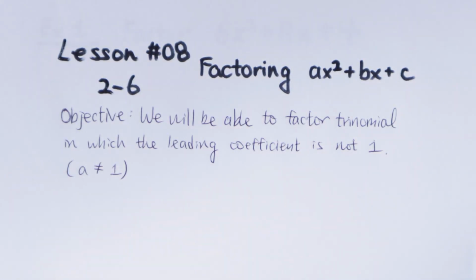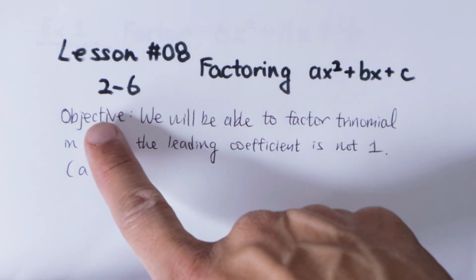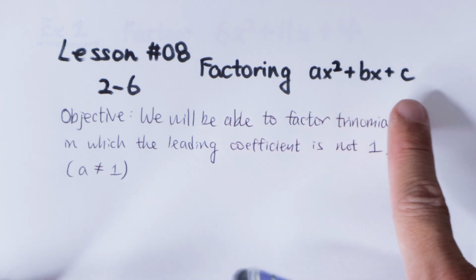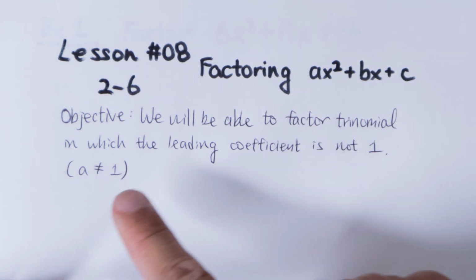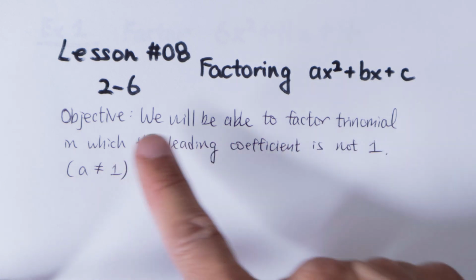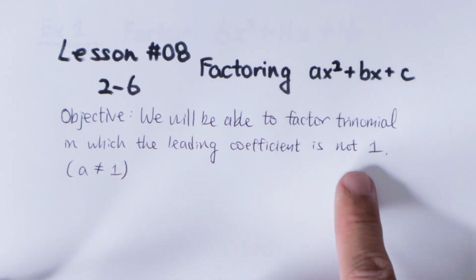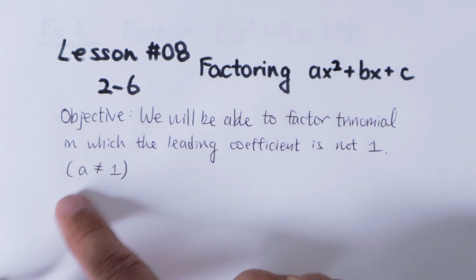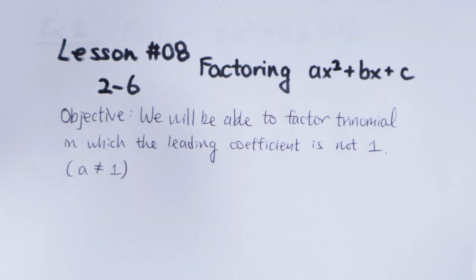So today you are learning the next lesson, which is lesson 8, 2-6, and the title is called Factoring ax squared plus bx plus c. The objective says we will be able to factor trinomials in which the leading coefficient is not 1. In other words, a, which is the leading coefficient in this trinomial, will not be 1.